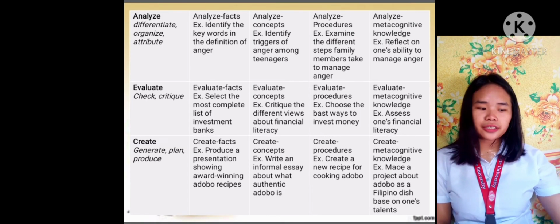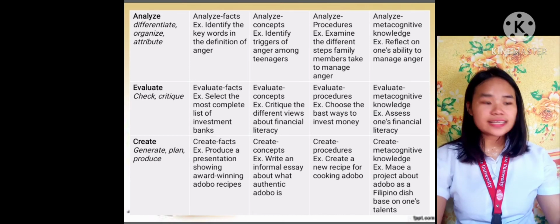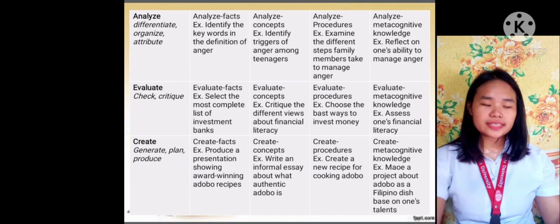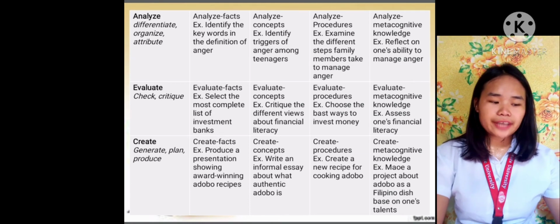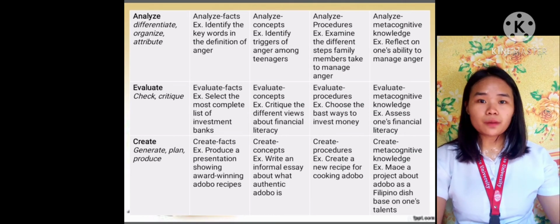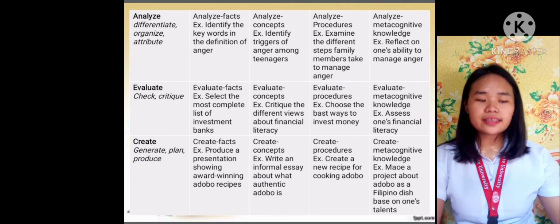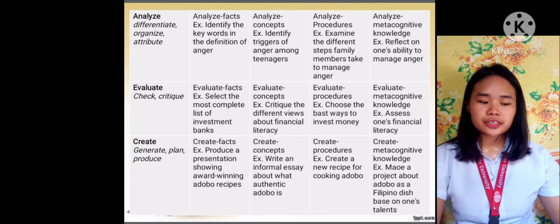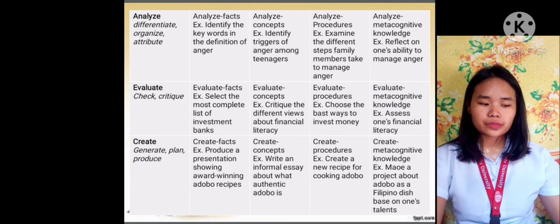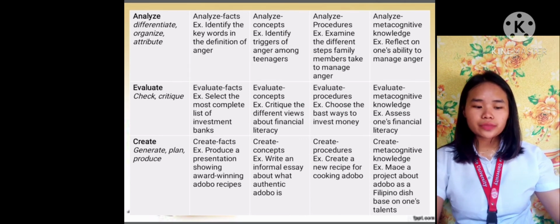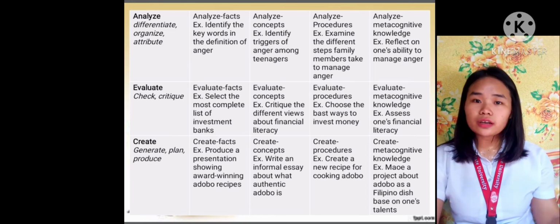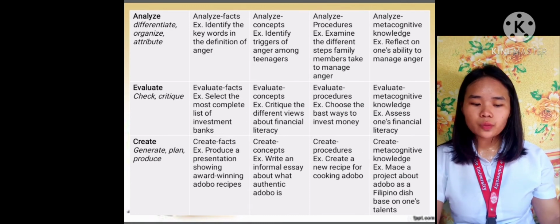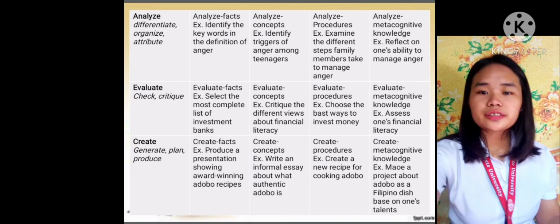The fourth cognitive dimension is analyze. Analyze is used to differentiate, organize, and attribute. So analyze facts. For example is identify the keywords in the definition of anger. In analyze concepts, identify triggers of anger among teenagers. Analyze procedures. Examine the different steps family members take to manage anger. Then, analyze metacognitive knowledge. It reflects on one's ability to manage anger.